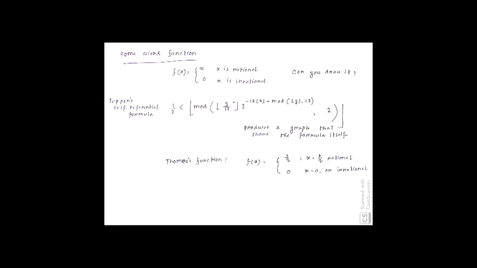We now move on to another weird function. This is Thomae's function. It is also a very important function. You will encounter it many times in the coming lectures, or you will have encountered it otherwise. This function is defined like this: f of x is equal to 1 by q whenever x is equal to p by q, that means any rational number, and whenever x is equal to 0 or any other irrational number, f of x is equal to 0.